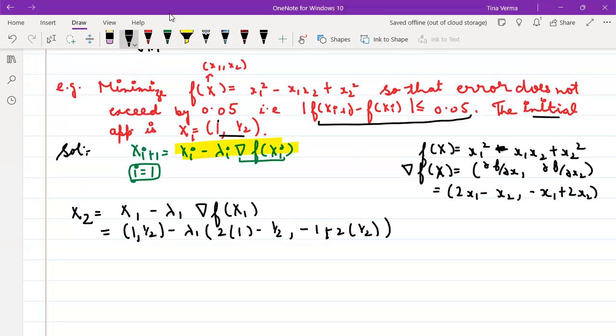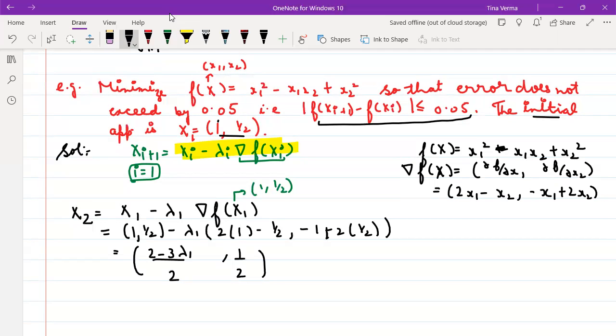You are substituting the value of x1. Here you have x1 is your 1 comma half. That means in place of x1 you will substitute 1, and in place of x2 you will substitute the value of x2, that is your half. So when you calculate, you will get 2 minus 3 lambda 1 by 2 comma 1 by 2. So this is your value at x2.